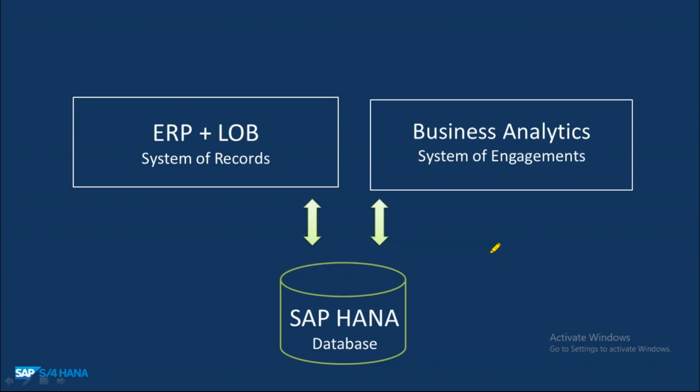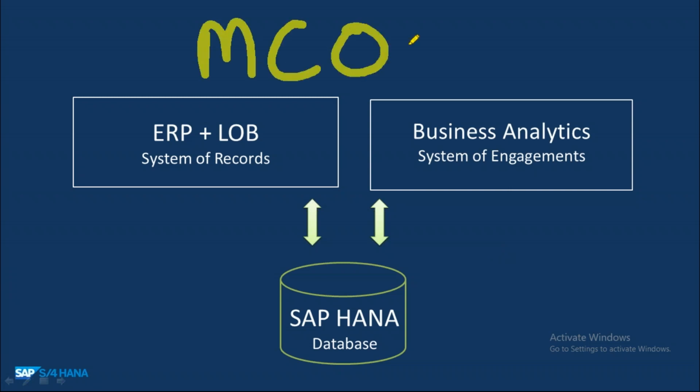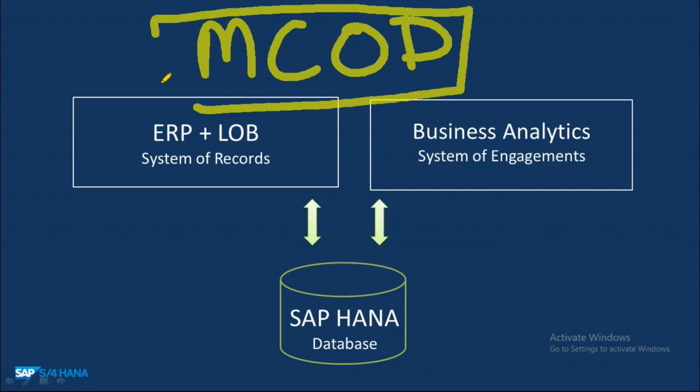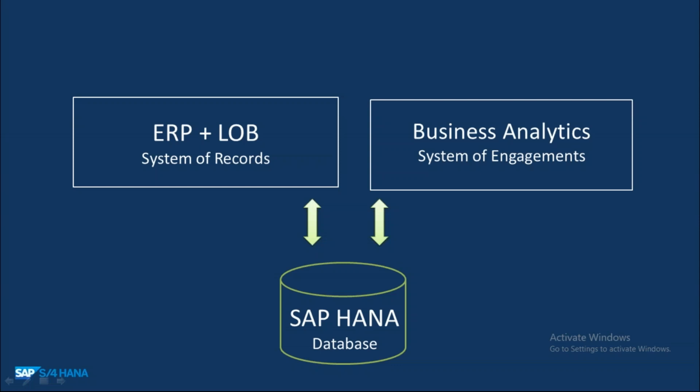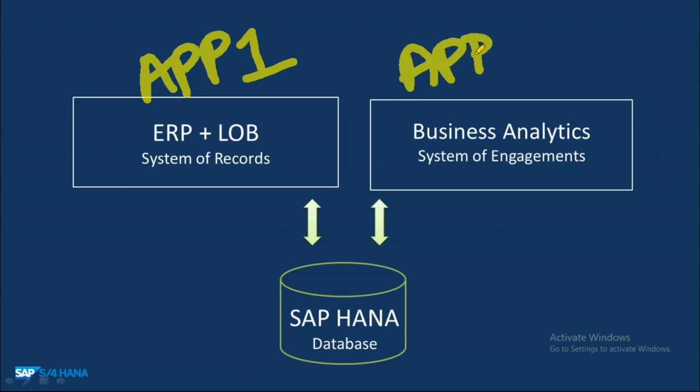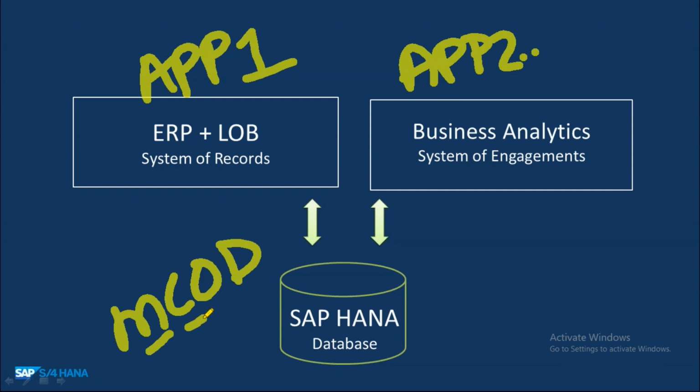This concept is referred to as MCOD. MCOD means multiple components on one single database. So here I'm going to write, this is application server 1, application server 2, and so forth, which can connect to one single database. So this concept is called MCOD, multiple components on one single database.